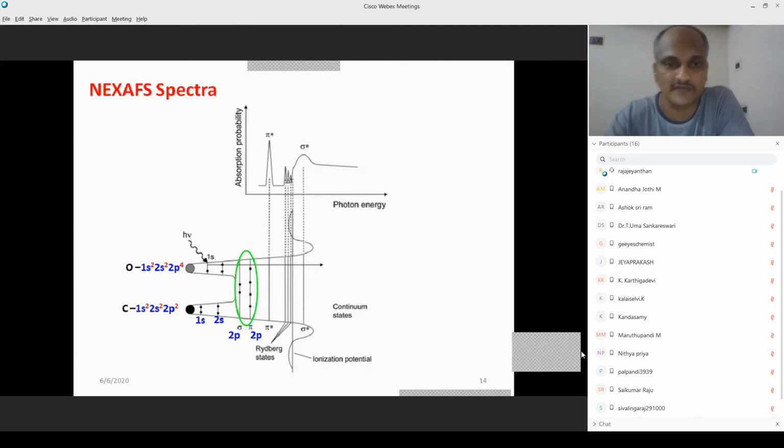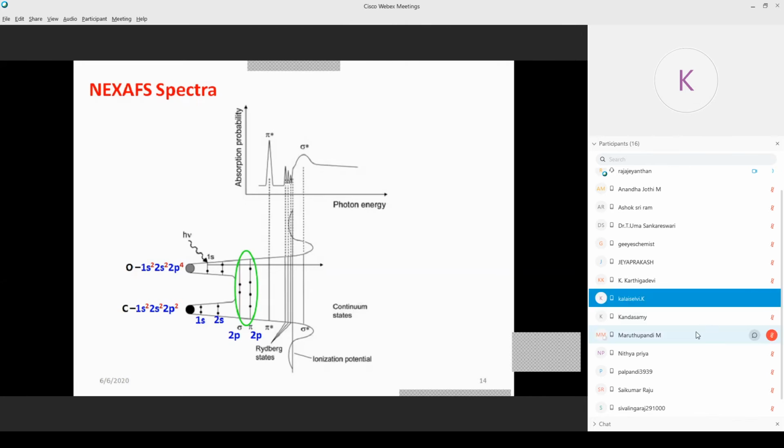So two kinds of excitations can be clearly monitored. One is pi to pi star, which has a sharp peak, and it will always appear first in the NEXAFS spectrum, followed by sigma to sigma star, which is a very broad peak. Similarly, it is very strong.